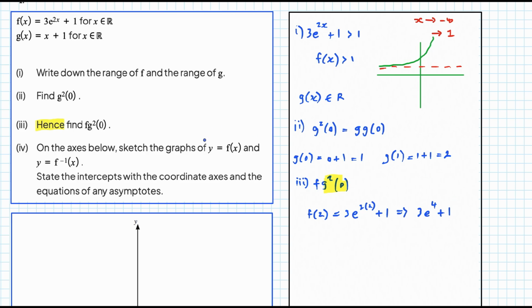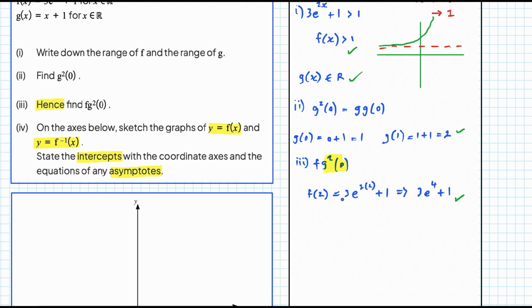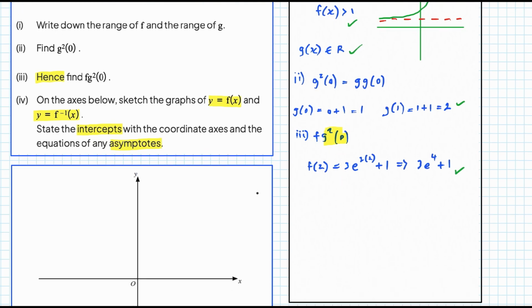In the next question now, it's a little bit different. We have to do some sketches. So we have to sketch y is equal to f of x, and we have to sketch the inverse of that. And we also have to state intercepts and asymptotes as well. So let's start with our first function that we were given.